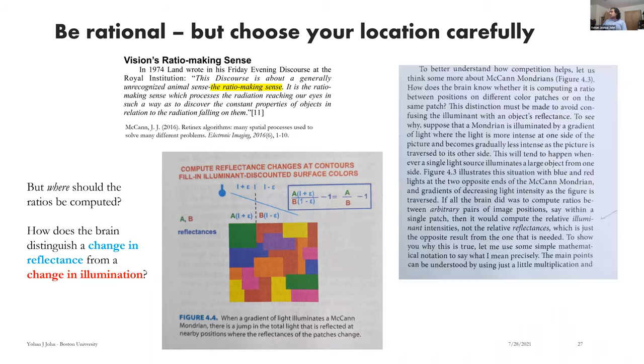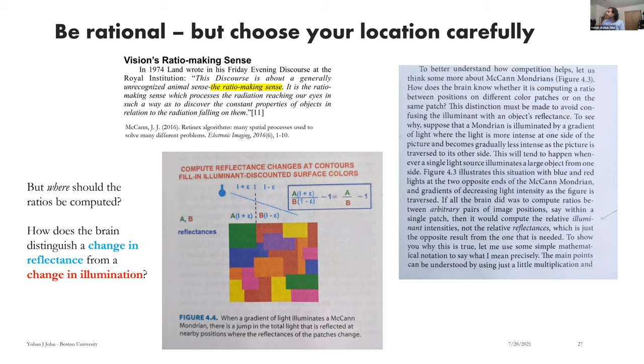So here's his description in the book. To better understand how competition helps, let's think about how the brain knows whether it is computing the ratio between positions on different color patches or on the same patch. This distinction must be made to avoid confusing the illuminant with an object's reflectance. To see why, suppose that a Mondrian is illuminated by a gradient of light, where the light is more intense at one side than the other. This will tend to happen whenever a single light source illuminates a large object from one side.